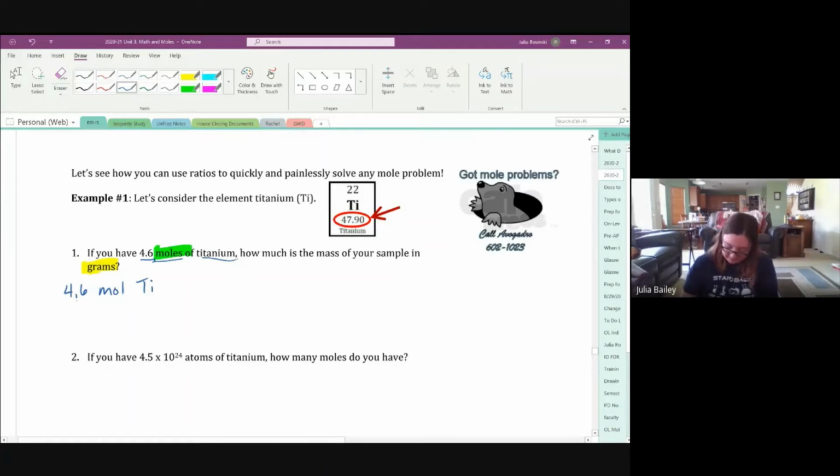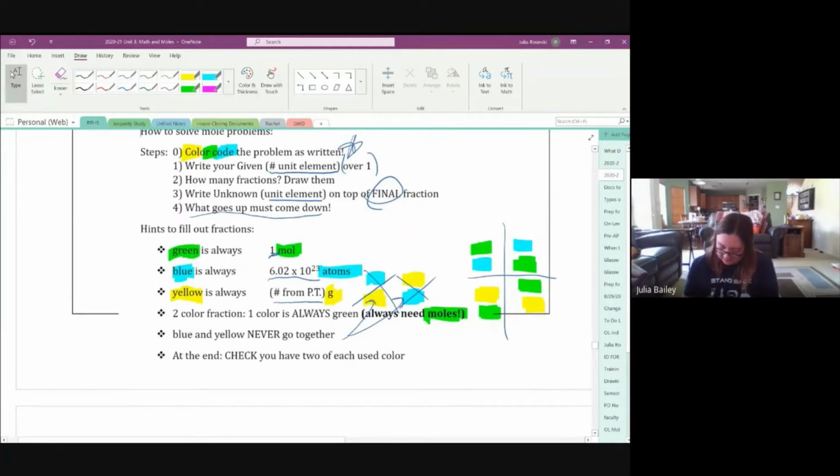Again, some of you may be more comfortable writing this as a fraction over 1. You don't technically need the fraction over 1. If you're fine with calculating fractions in your calculator and doing all the multiplication without needing the over 1 there, that's fine. Some people like it. I just want everyone to have all the tools available to them. So you write your given over 1. That was step 1. Step 2, how many fractions, and draw them.